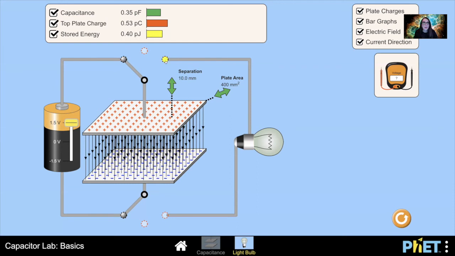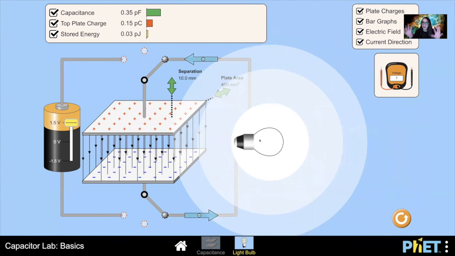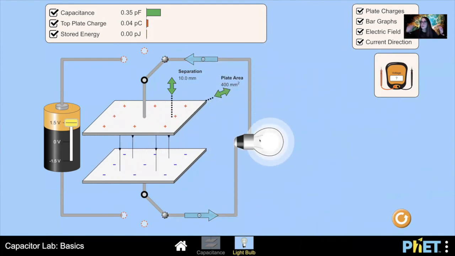So I'm going to close the switch here. And you saw that very quickly I supplied electrical energy to my light bulb, and then that energy gets sent out very quickly and it depletes the stored energy inside the capacitor. So now my capacitor no longer has any charge, it no longer has a potential difference across the plates, and no longer has any stored energy because it gave up all of that stored energy to light that light bulb.